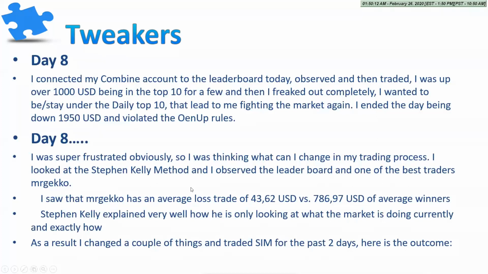So he's looking at the Stephen Kelly method, which is something from a few years ago that's on the Jigsaw members page. And he's also looking at this guy, Mr. Gecko. His average loss is $43 versus 786 average winner. So he's thinking, well, I want to do what Mr. Gecko does. Now, what he doesn't know is Mr. Gecko is sitting in a prop firm in Poland, right? So, of course, he's doing well, right? But he wants to do what that.